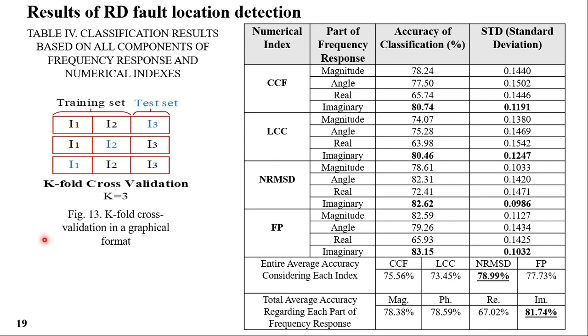In figure 13, you can see the structure of the k-fold cross-validation used in this study.